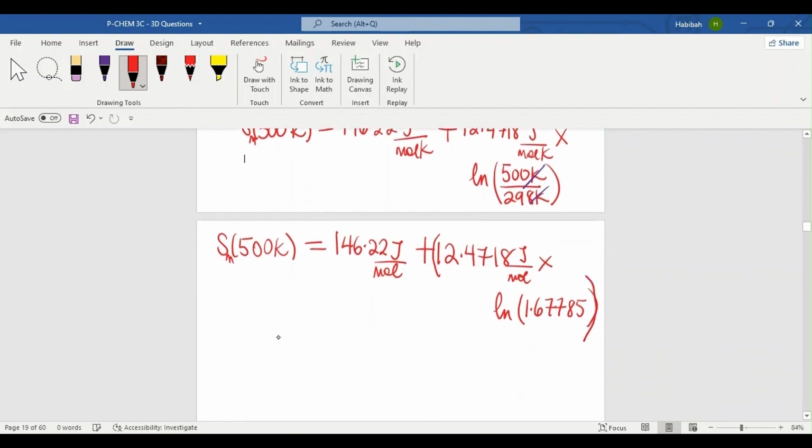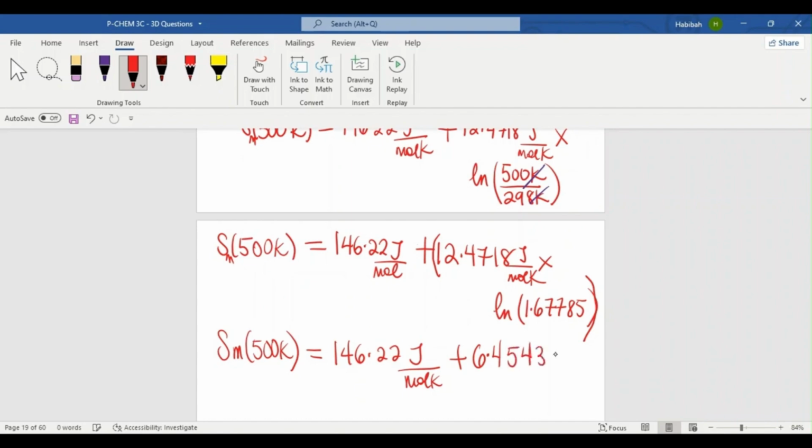So what we end up with is SM at 500 Kelvins: 146.22 joule per mole Kelvin plus 12.4718 joule per mole Kelvin times ln 1.67785. When you input the second part, after the plus sign, in the calculator, you get 6.4543 joule per mole Kelvin.